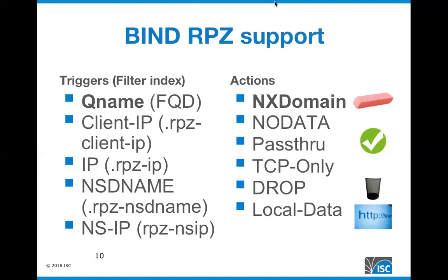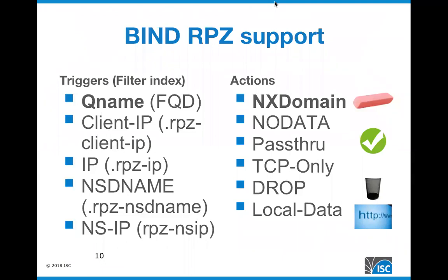And again, the actions listed there are the most common. NX domain, so to the client, that would look like they looked up this malicious domain and it doesn't exist. So essentially, their transaction ends there. No data is also a very common one, essentially saying the name you requested exists, but not of the record type that you requested.